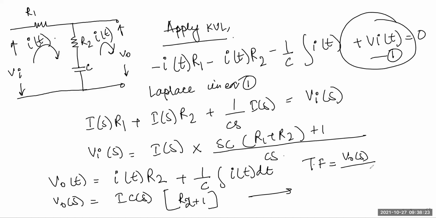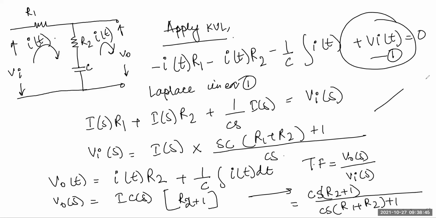Yes. ठीक है. Okay, so this is VIS, and as you know V0S and VIS, so you can model it. You can write the value. This is CS R2 plus 1. Okay, and नीचे लिख सकते हो CS R1 plus R2 plus 1. So these are the thing how we do it.